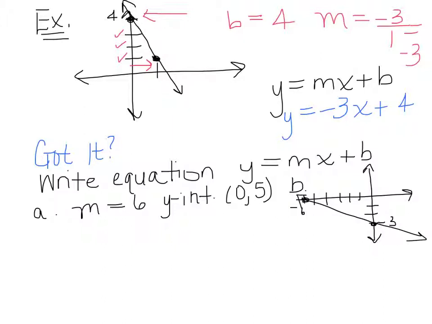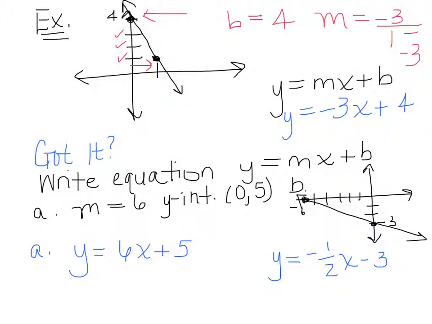Okay, pause the video and try it. Okay, the first example, they gave us m was 6, y-intercept is (0, 5), and there's your equation.